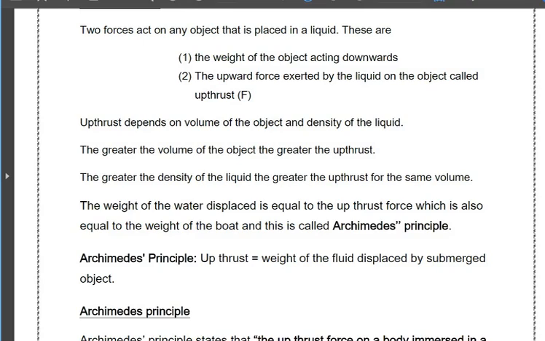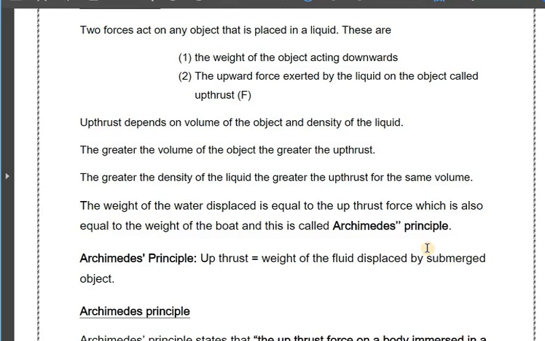However, if the object has a greater volume, let's say you drop a football. A football has a lot of air inside of it, so it has a greater volume than mass. So when you drop it onto the water, that's why the football doesn't sink, it just floats, because it has a greater volume. And because it has a greater volume, it has a greater upthrust.